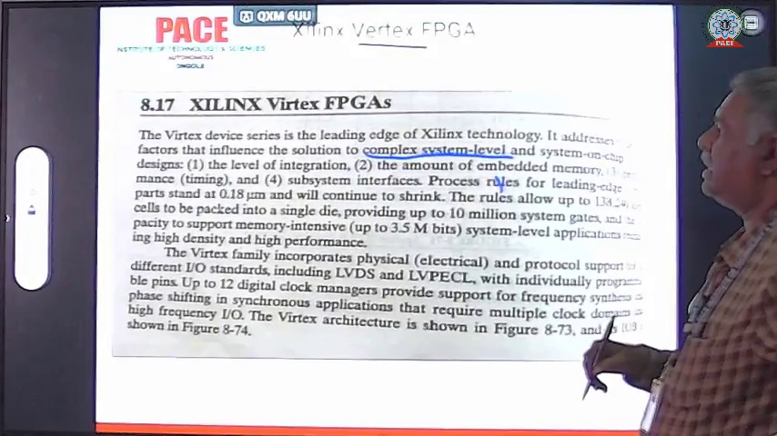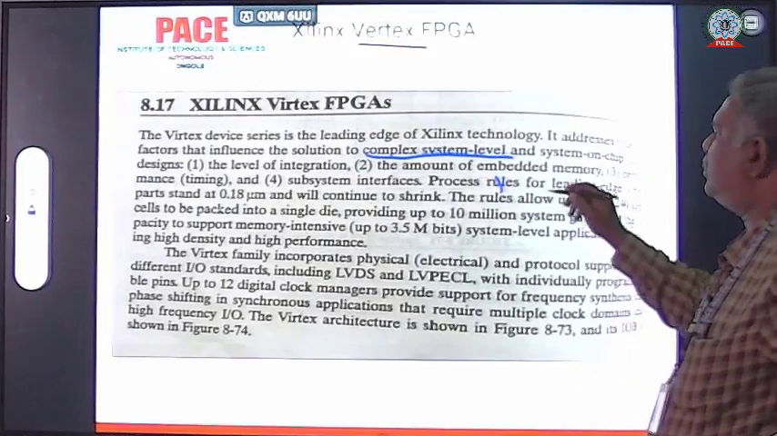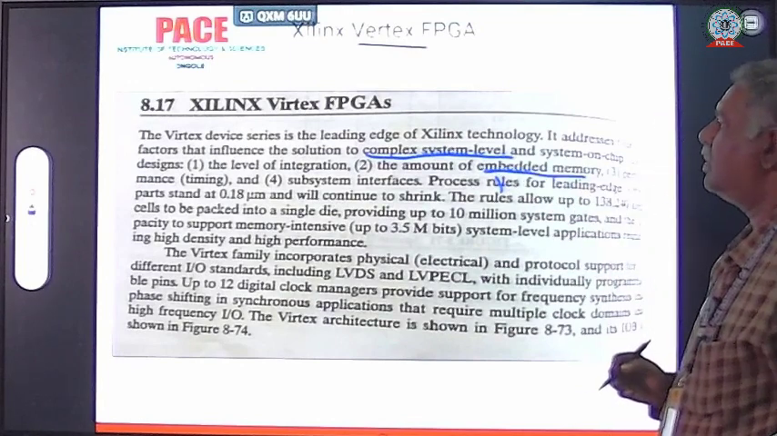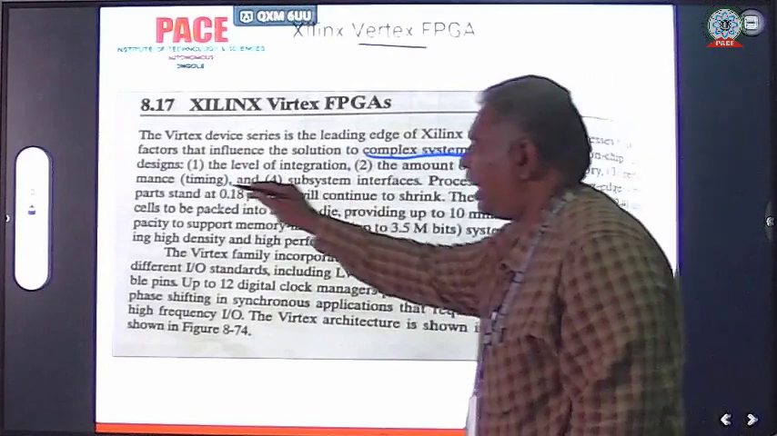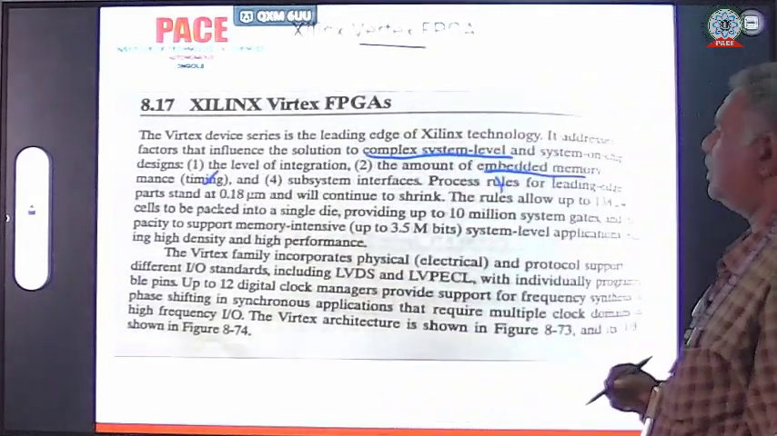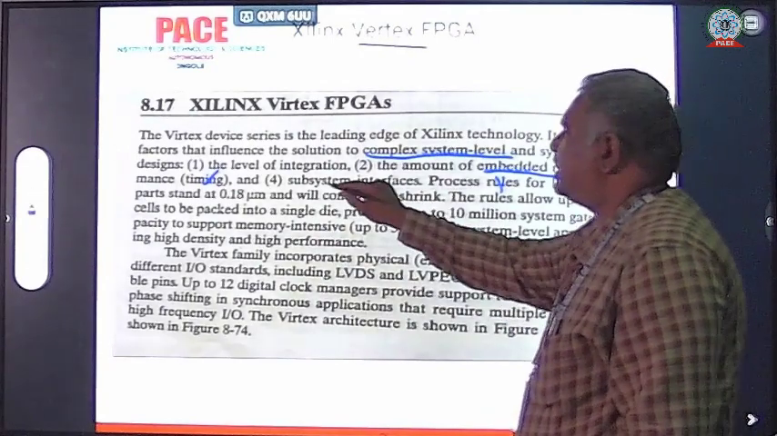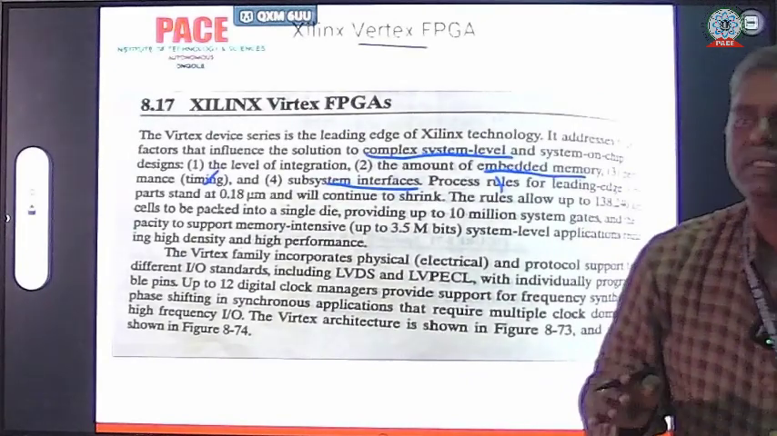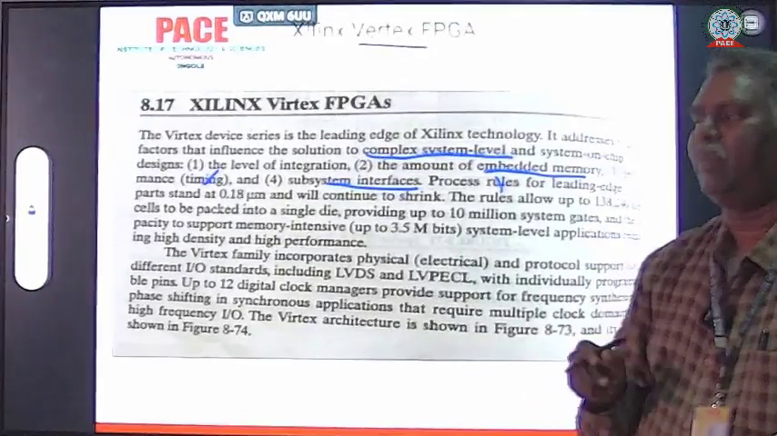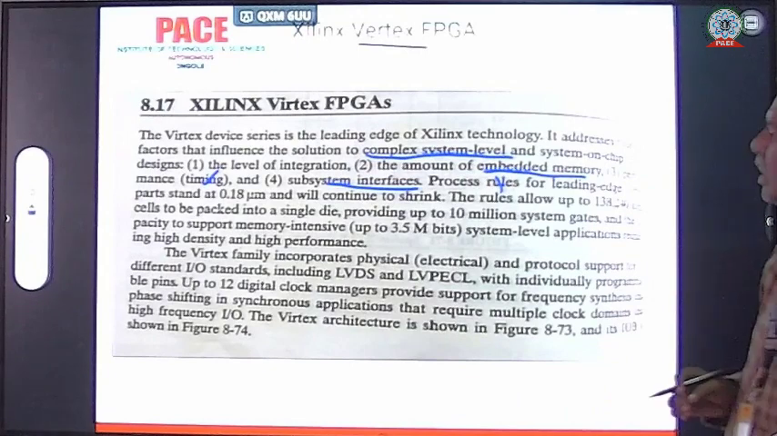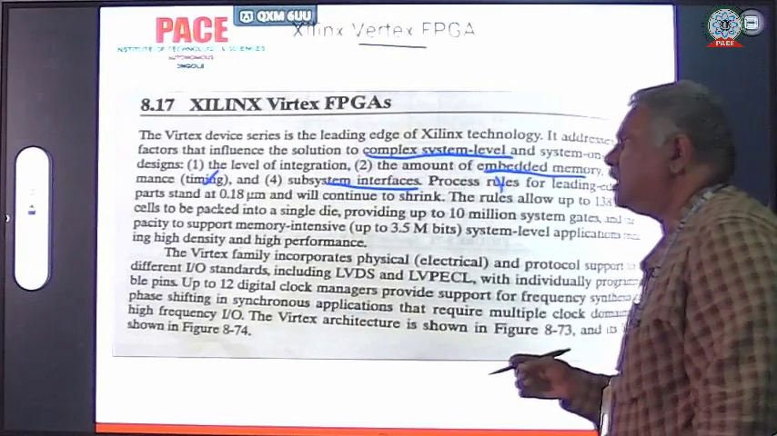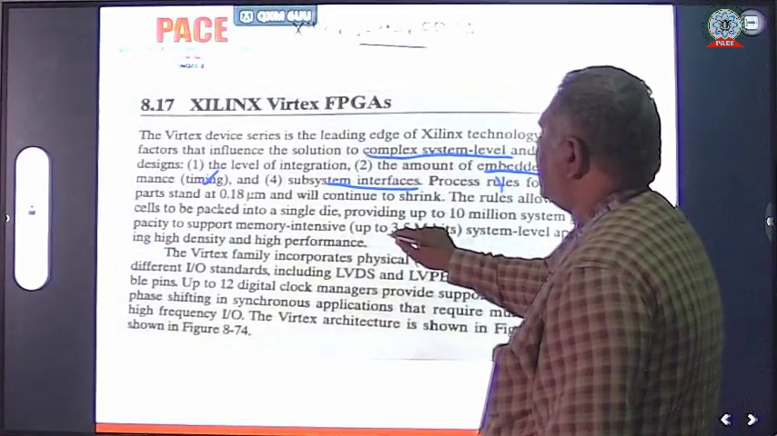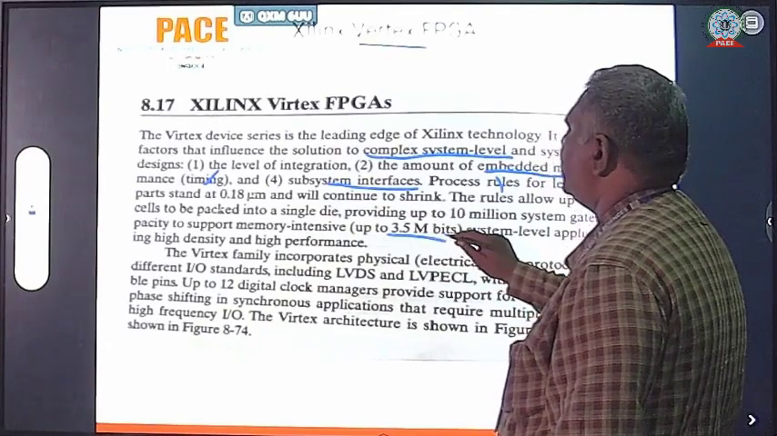We are going to embed more memory. We can increase the memory of this one, and we will reduce the time. We have subsystem interfacing also as one of the advantages. Due to this subsystem interface, the speed of operations is going to be increased. Previously we have already discussed, it is 200 megahertz. Now, to increase the memory size, 3.5 megabits are going to be used.